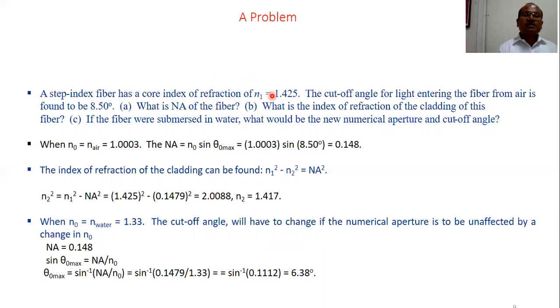The fiber has a core refractive index of n1 given to you. The cutoff angle of the light entering the fiber from the air is found to be 8.5 degrees. What is the numerical aperture of the fiber? What is the index of refraction of the cladding for this fiber?